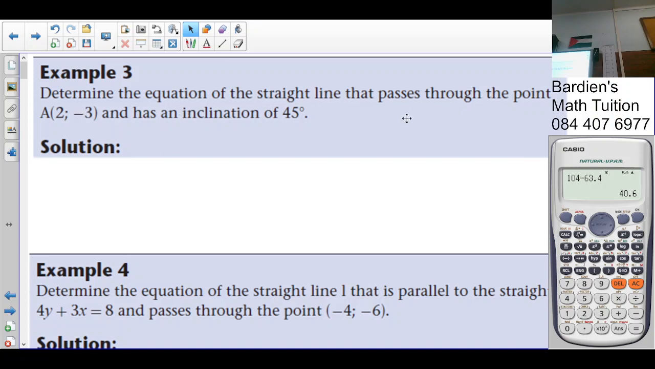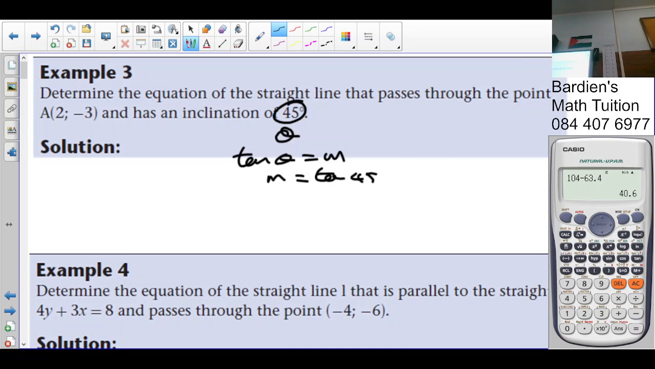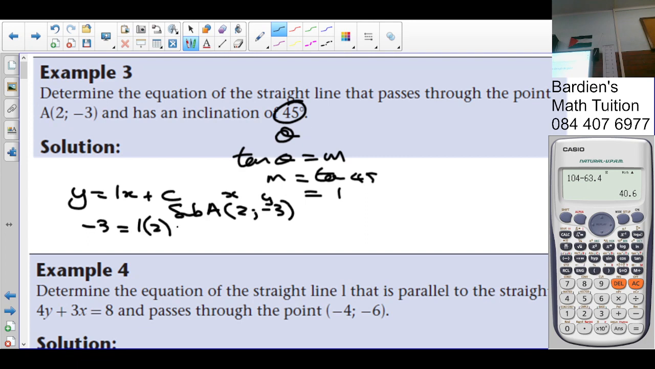Determine the equation of the straight line passing through point A with an inclination of 45 degrees. What's the difference here? This is a theta angle. So we say tan of theta is equal to the gradient. So the gradient is equal to tan of 45, which is 1. You all agree with that? So y is equal to 1x plus c. At this point we can substitute A, which is (2; -3). That's an x and a y. So negative 3 is equal to 1 times 2 plus c. So c is minus 5. Therefore y is equal to x minus 5. You all okay with that?